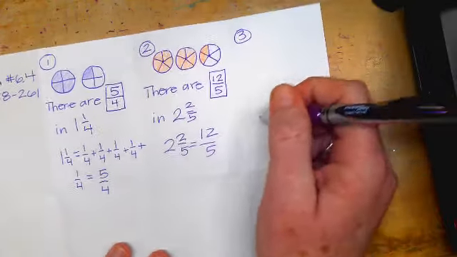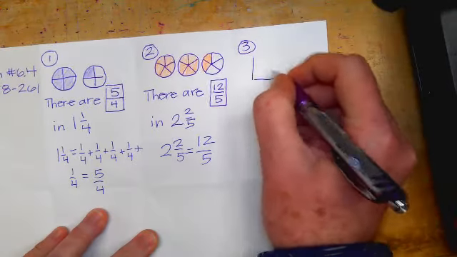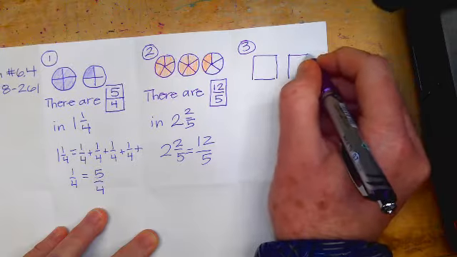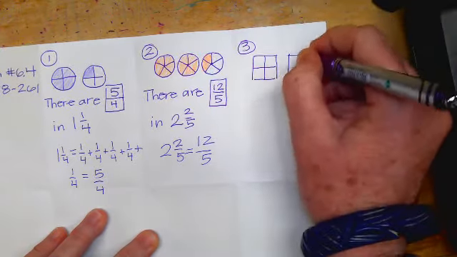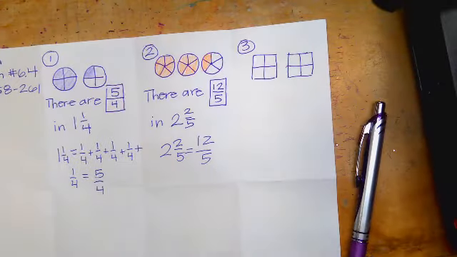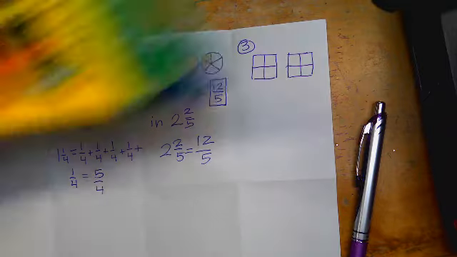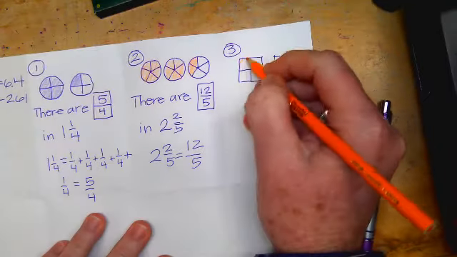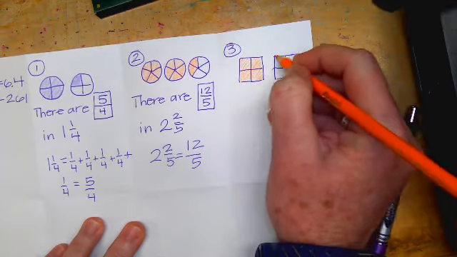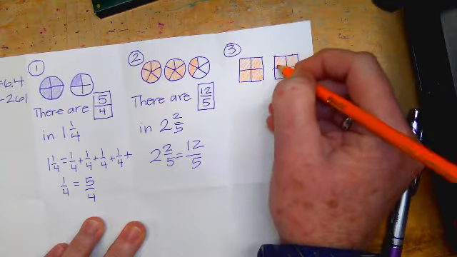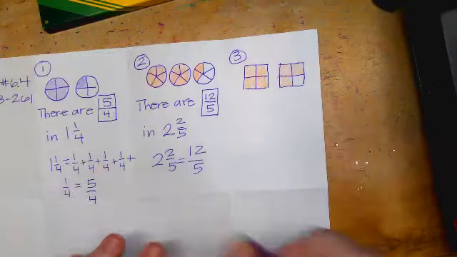Okay, so number 3 is asking us to express each model as an improper fraction. So this time we have squares. And the squares look like we're going to play Foursquare. They're divided into squares. The squares are divided into squares. And this one is shaded orange completely. And then it looks like we have 3 that are shaded orange over here.